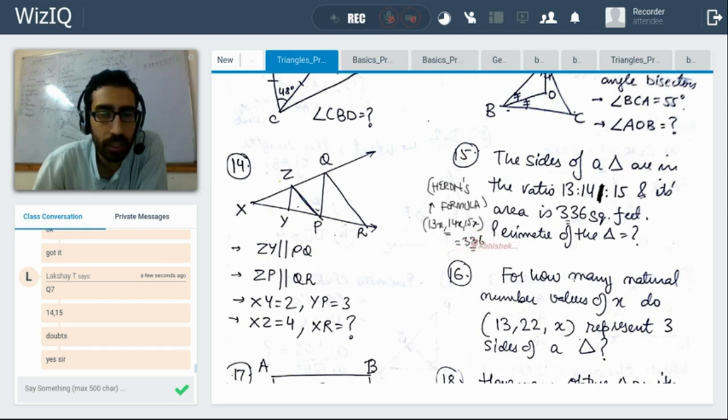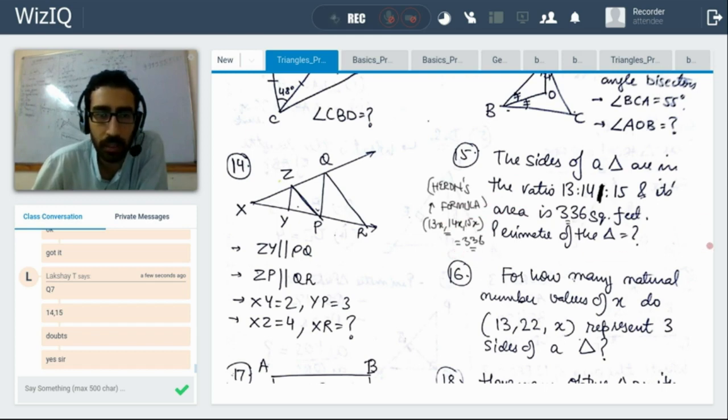Yeah. This may seem like a rather long question. It's not. It's actually not. You will be surprised at how those values of 13x, 14x, and 15x play. It's not a very long question. I can guarantee. So yeah, that's how this question will be solved.